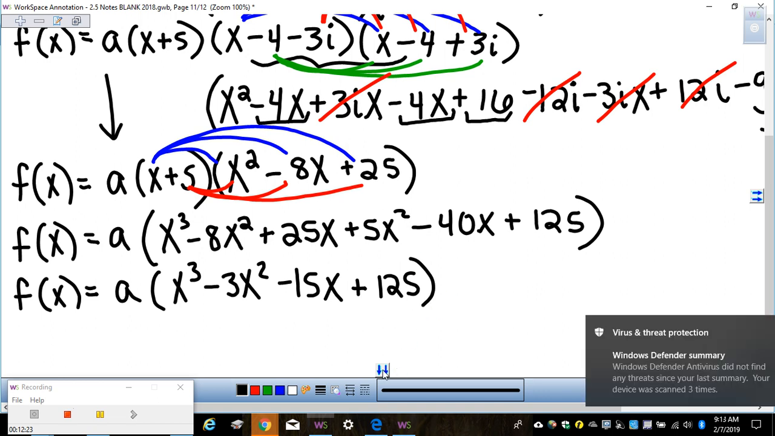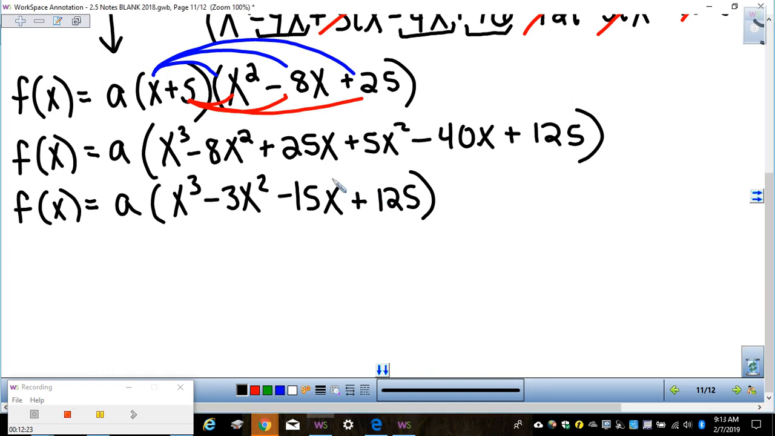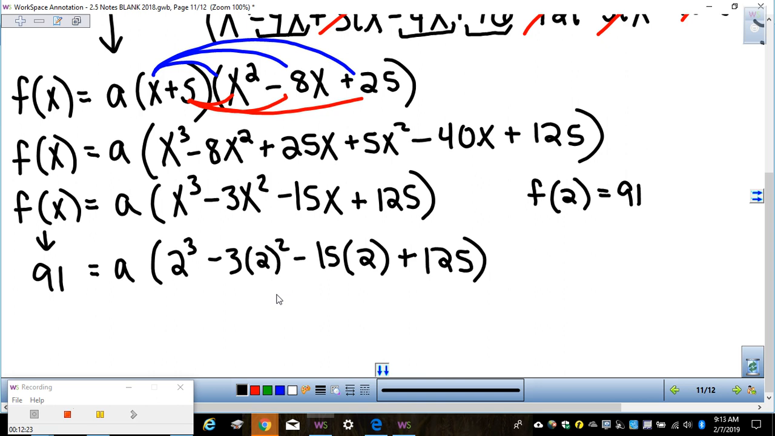All right, so we're very close. We've done all of the hard work of getting our polynomial multiplied out. Now we need to do that final step of solving for a. So we're going to use the fact that f of 2 is equal to 91. So that means that we're going to replace f of x with 91, and we're going to plug in 2 for x. We're going to carefully simplify this down using order of operations to help us solve for a.